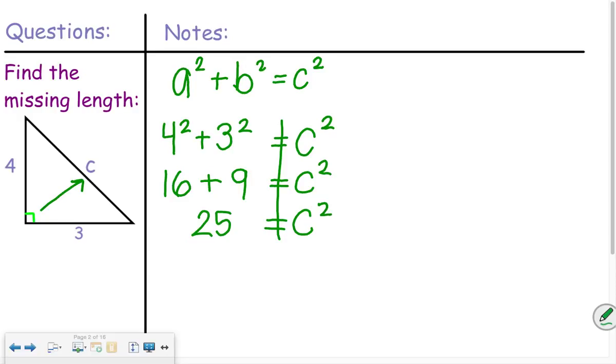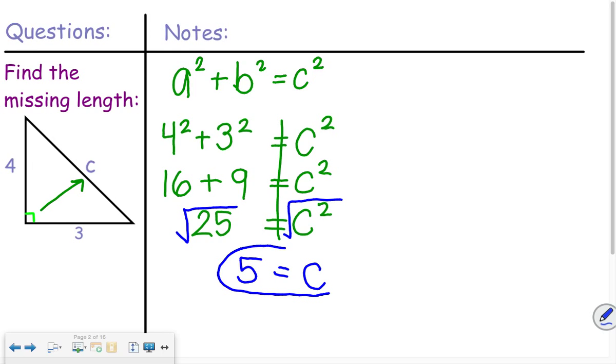And then in order to make this C rather than C squared, to undo a squared, I'm going to take the square root on both sides. So the square root of 25 is 5. So the length of my hypotenuse is 5. One way to know if you probably did this problem correctly is your hypotenuse must be longer than your legs, because the hypotenuse is the longest side on our right triangle. So the legs, our 4 and 3, have to be smaller than the hypotenuse, which is 5. So this one seems like we did it correctly.